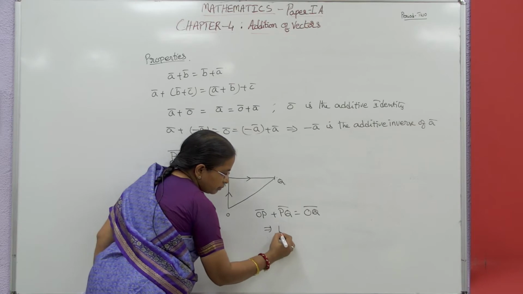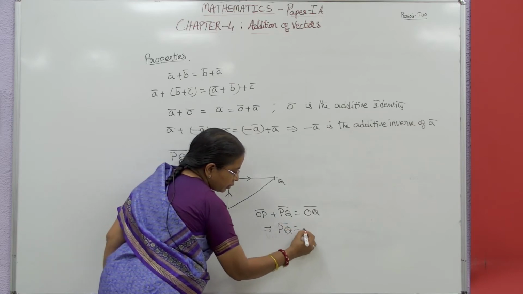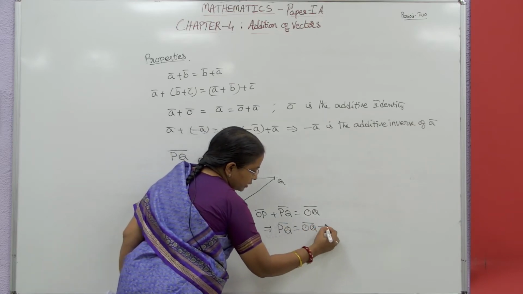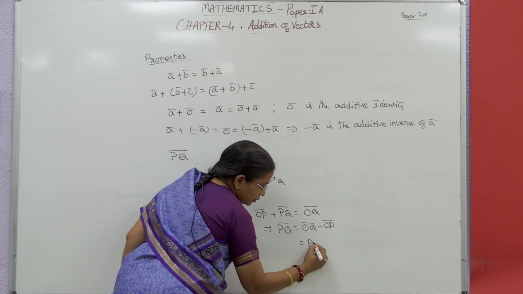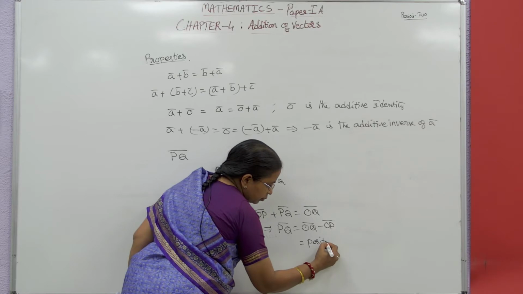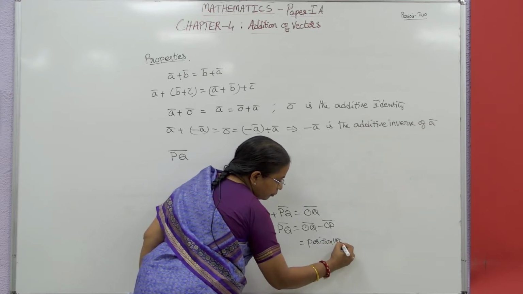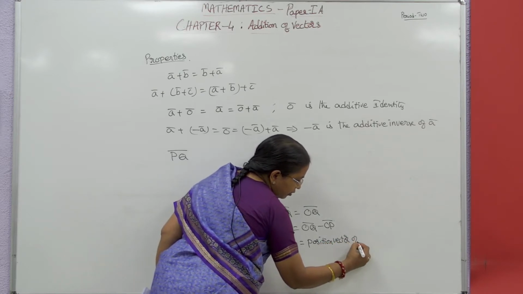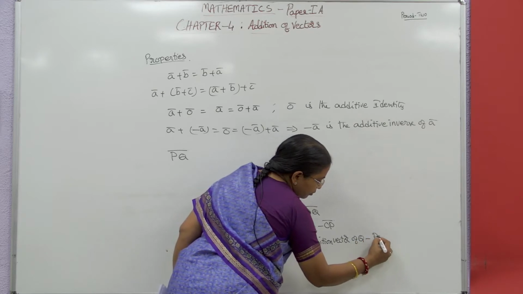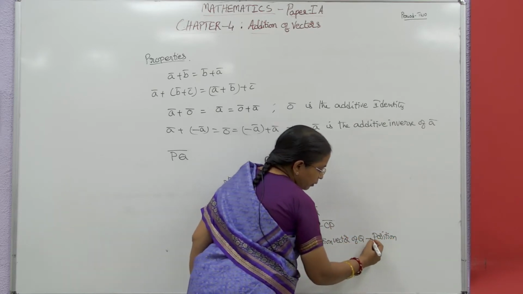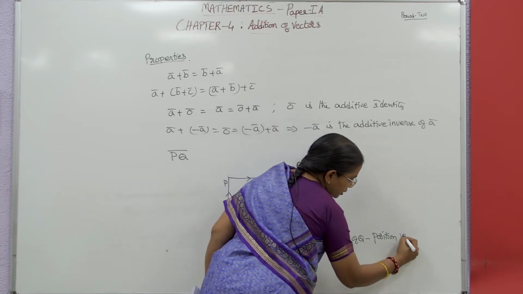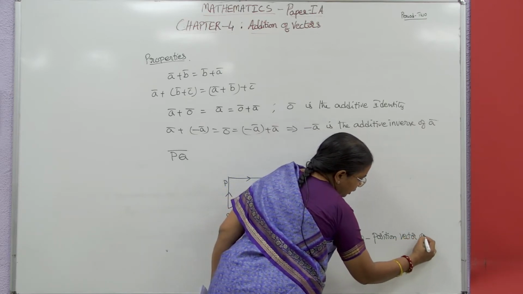So now what is PQ? PQ is equal to OQ minus OP. That means it is the position vector of Q minus the position vector of P. So it is the position vector of the terminal point minus the position vector of the initial point.